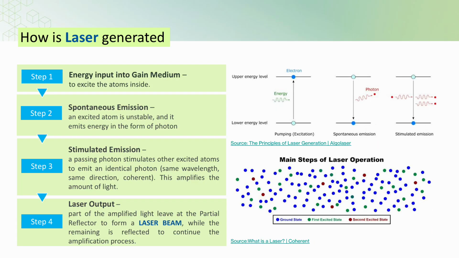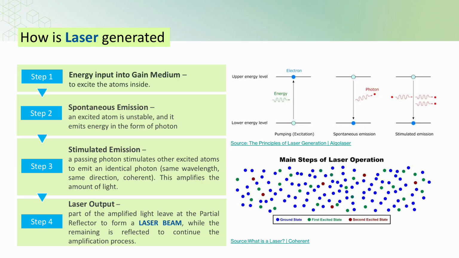Here is the physics of the laser generation mechanism. Step 1. Energy input into gain medium. The energy source provides energy to the gain medium to be absorbed by the atoms inside. Atoms in different gain media would have different energy levels and thus different sizes of gap between energy levels. This gap determines what wavelength of energy the atom can absorb, store, and emit.